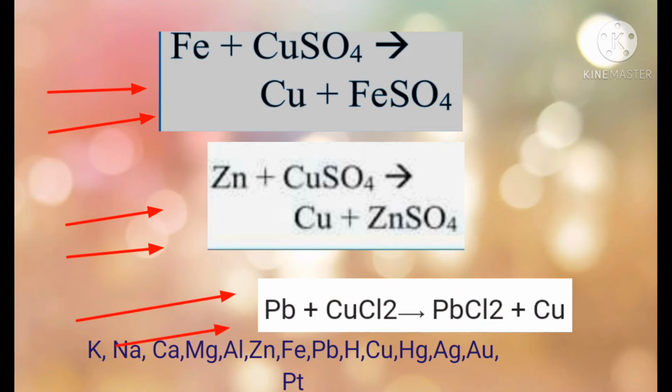The next example is lead with copper chloride. When you add lead to the copper chloride solution, it changes to lead chloride and copper precipitate. Lead is a more reactive element than copper in the copper chloride solution. So in copper's place we write lead because lead is more reactive, so it displaces the copper. You will get lead chloride and copper as a precipitate. The color of the copper chloride solution is bluish green. After the reaction, it changes to a colorless solution because of the formation of lead chloride solution.